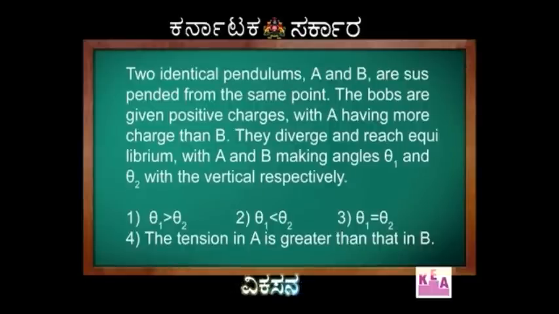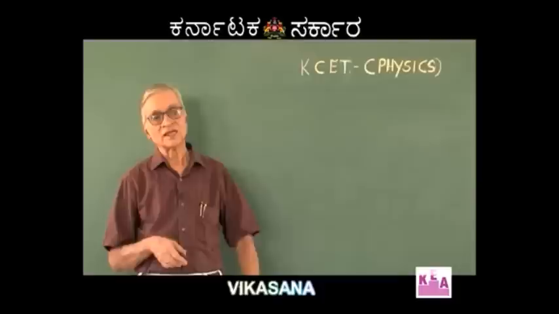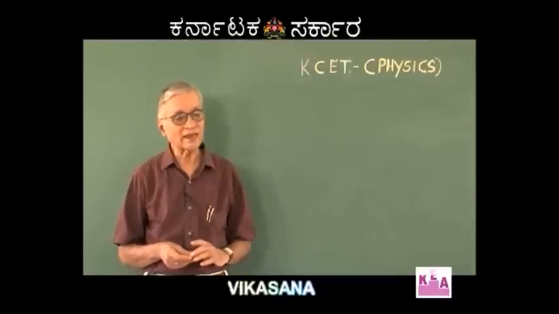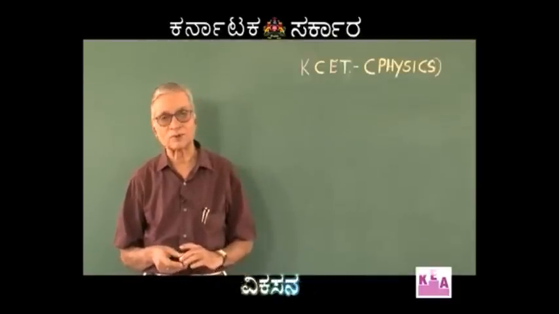Theta 1 is greater than theta 2. 2. Theta 1 is less than theta 2. Third, theta 1 is equal to theta 2. Fourth one is the tension in A is greater than the tension in B. This question is very important question concept wise.